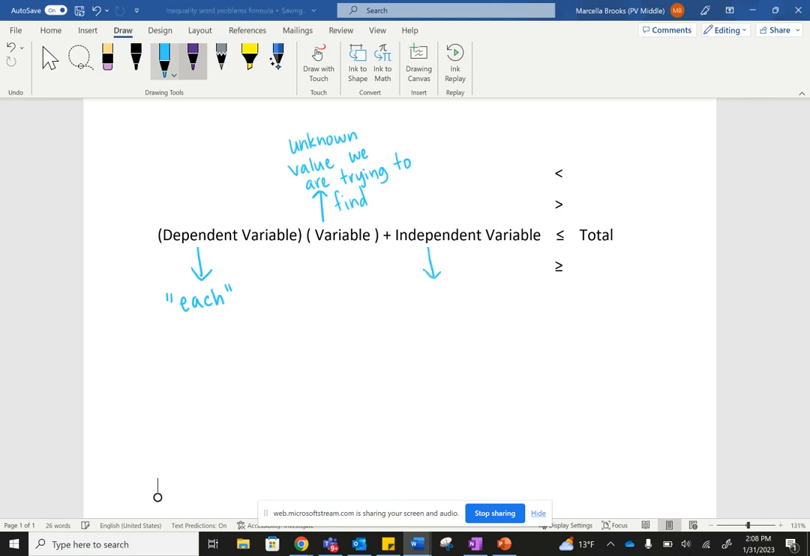The independent variable is the variable that happens just once. So if you see a number like they paid $10 to get in, and they're not going to pay $10 again, so it happens once, we're going to say it's not going to change.